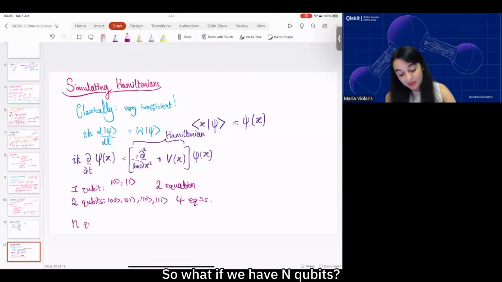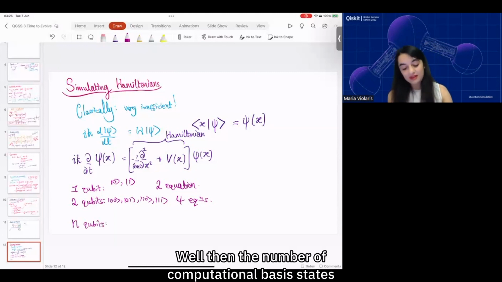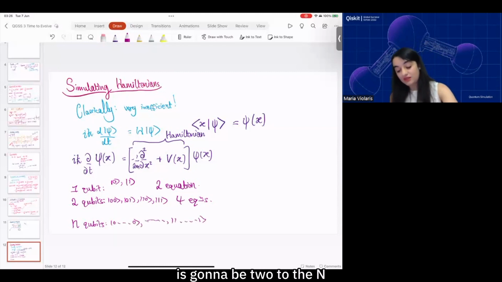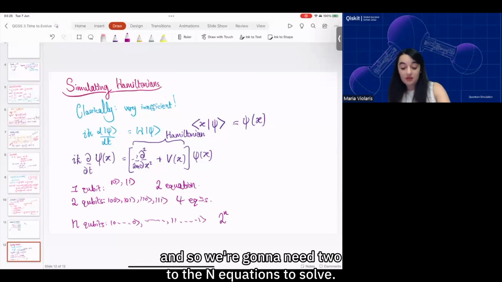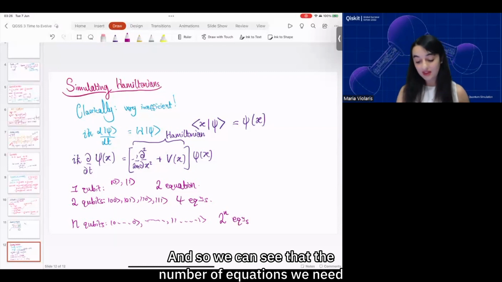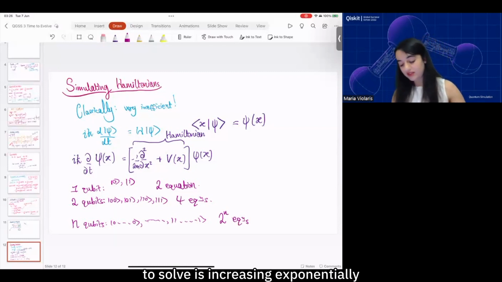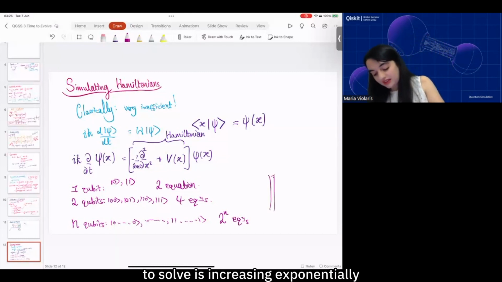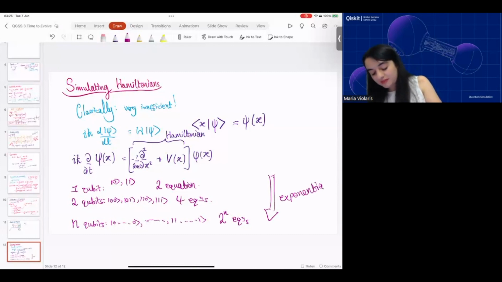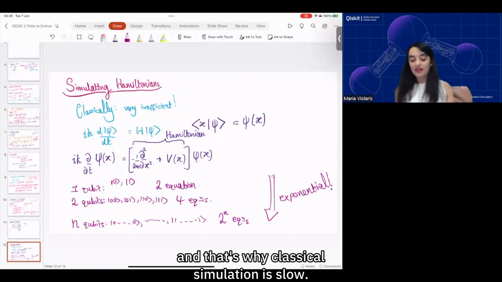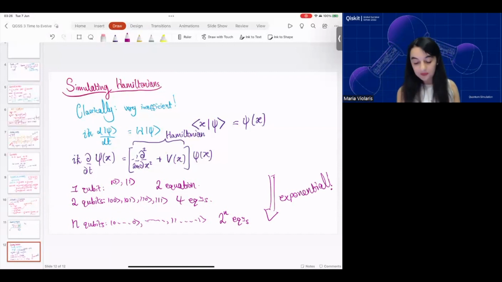So what if we have n qubits? Well, then the number of computational basis states is going to be 2 to the n, and so we're going to need 2 to the n equations to solve. And so we can see that the number of equations we need to solve is increasing exponentially with the number of qubits, and that's why classical simulation is slow.